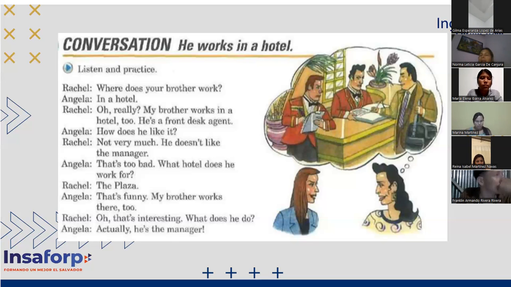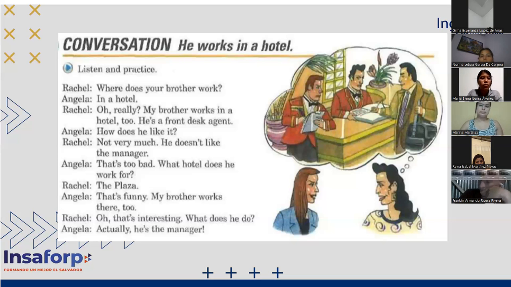A lot. Okay. Tiene sus ventajas. Está cerca de mi casa. Okay, it's near your house. Good. ¿Cómo se dice cerca? Near. Near my house. Yes, it's near my house. Okay, thank you, Ana Iris.